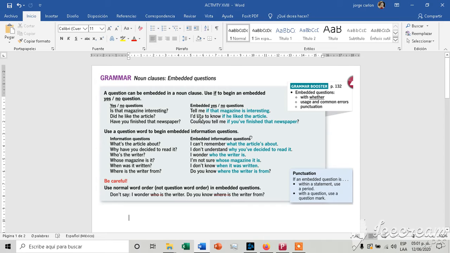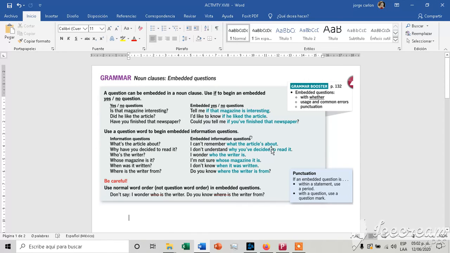So this is the normal yes, no question, and this is the embedded form. You see, tell me. Do you remember the actions that we were talking about? Tell me, I would like to know, could you mention, could you say, etc. Okay? And then, yes, no questions are introduced with if. As in this case, if he'll like the article. Okay?